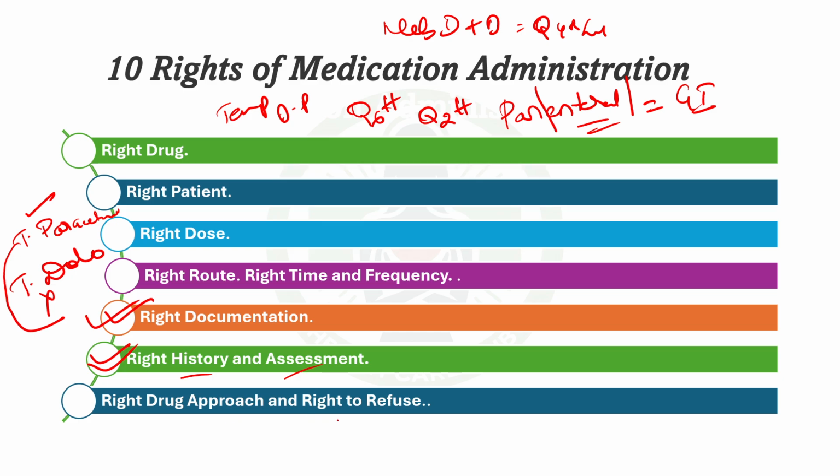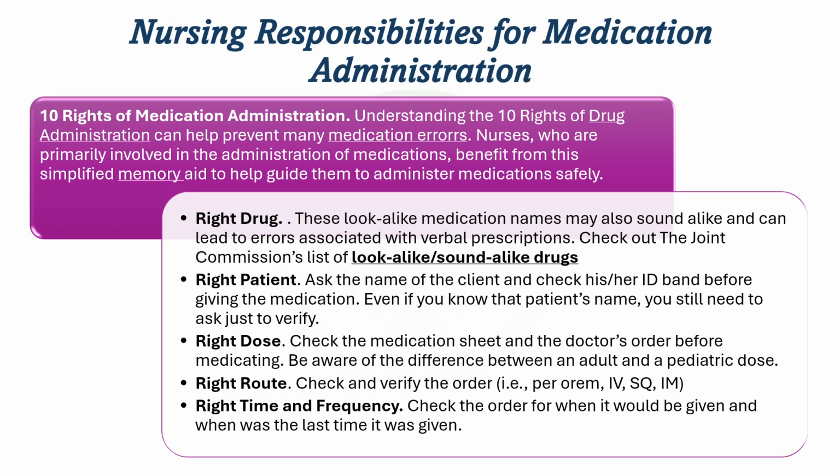Then right drug approach and right to refuse. So if the patient is saying I don't want to get dulcolic suppository, you are not supposed to give. You cannot force the patient. Doctor said you have to take dulcolic suppository, doctor said you have to take Aceclo plus PCM right now, so like that you cannot force the patient. If the patient has refused the drug, then definitely they have the right to refuse that particular drug. Is it clear?